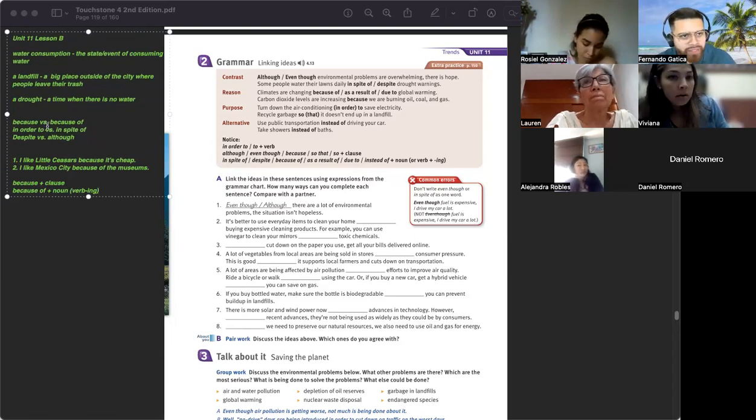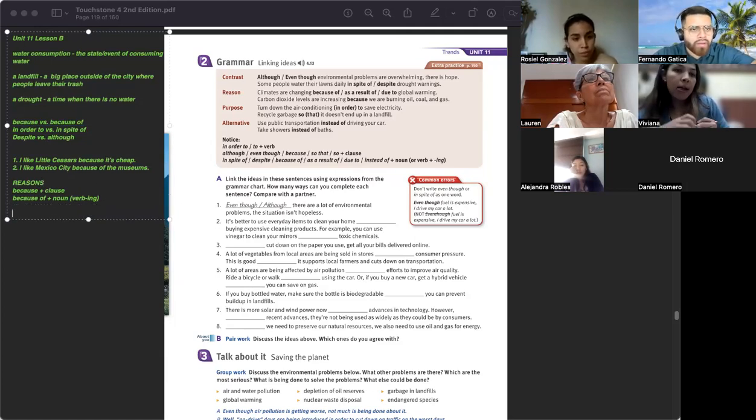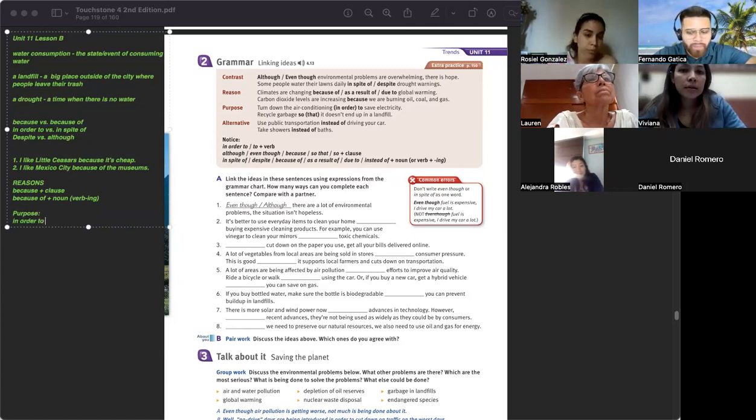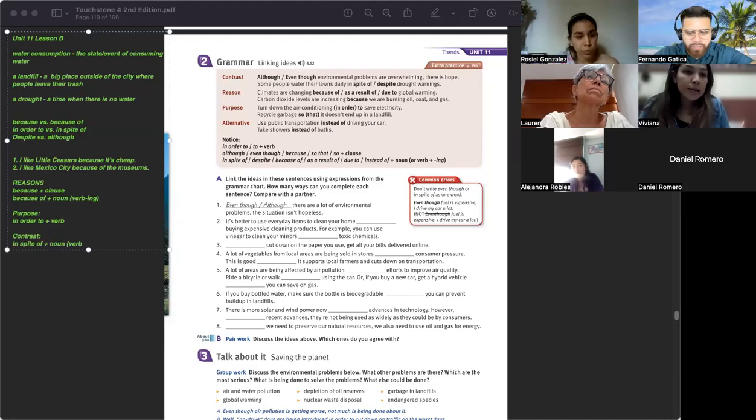Now, in order to and in spite of, they're not used for the same thing. Because and because of are used for the same thing. They're used for reasons. But for a purpose, you're going to use in order to and a verb. And for a contrast, you're going to use in spite of and then a noun or a gerund, verb ing.